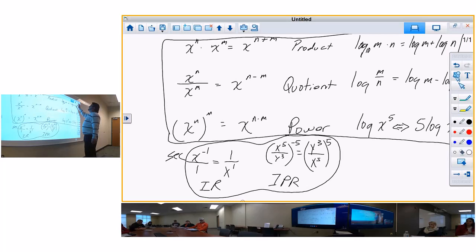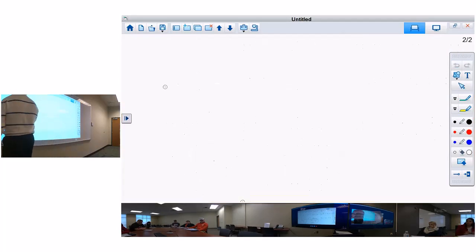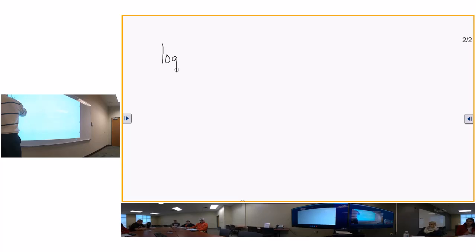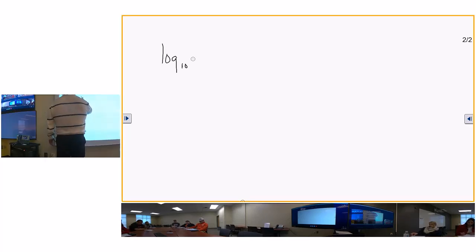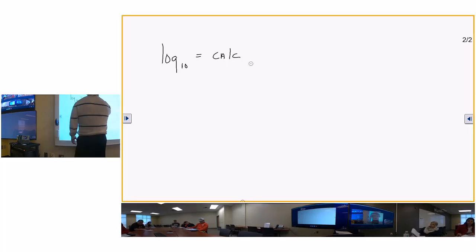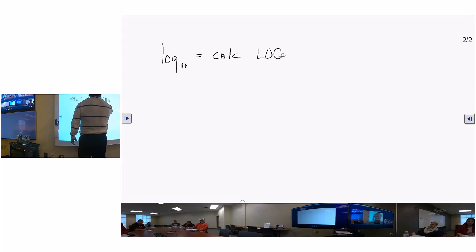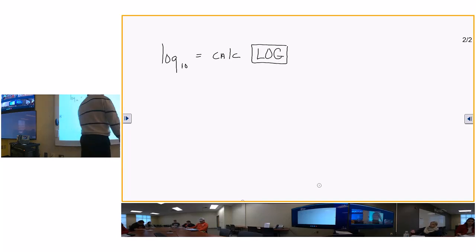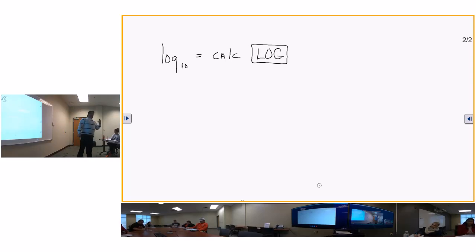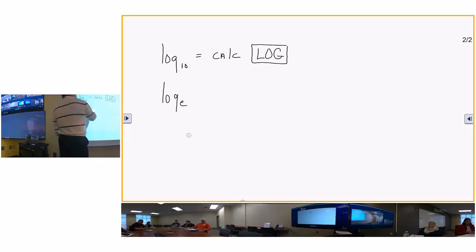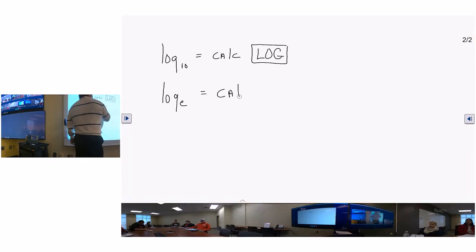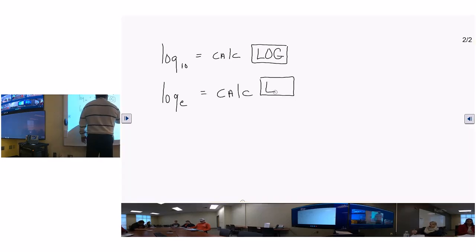Okay? So, log base 10 is what we get in the calculator. Log in the calculator, log base 10 is the LOG button on your calculator. Your calculator can only calculate two logs. What are they? Log base 10 and log base what? E. And log base E is what we call the what? Natural log.